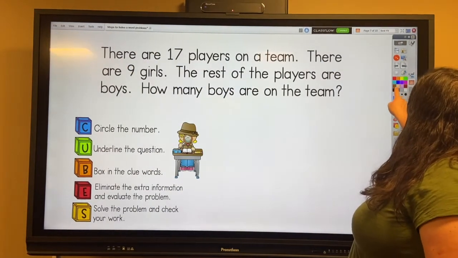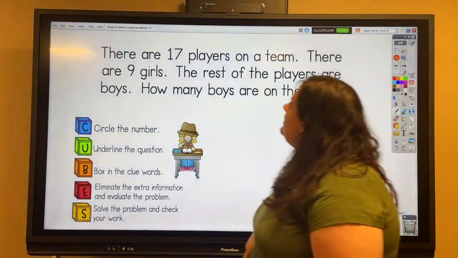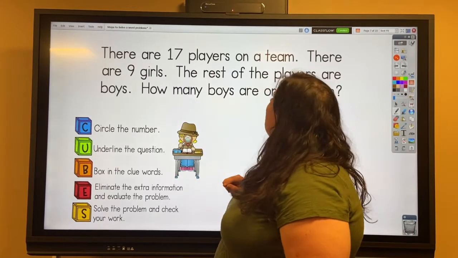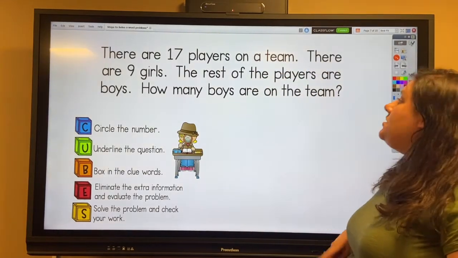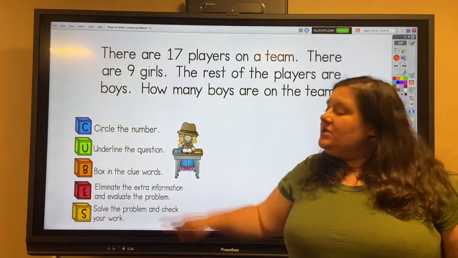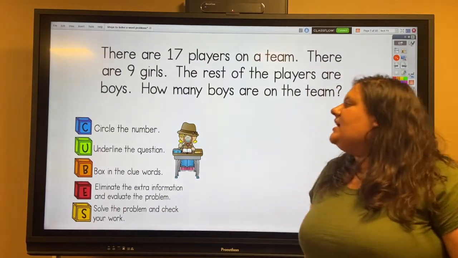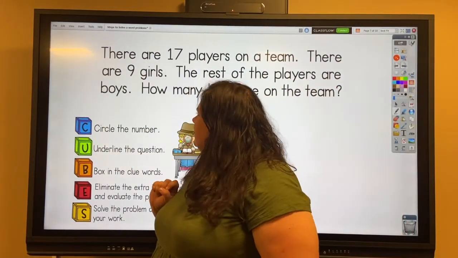So let me go ahead and I'm just gonna read this word problem one time. There are 17 players on a team. There are 9 girls. The rest of the players are boys. How many boys are on the team? All right, so let me go ahead and start using the cubes method to help figure out this word problem. All right, C is circle the numbers.